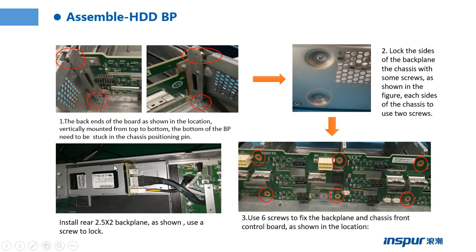This picture tells us how to install the rear hard drive backplane. As shown, this one is the 1 screw. We need to lock it.